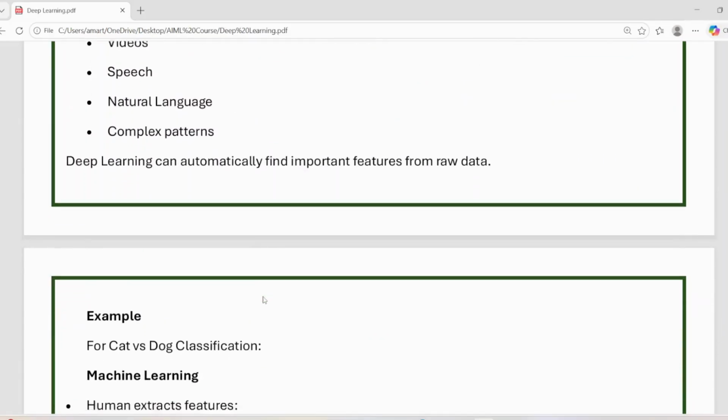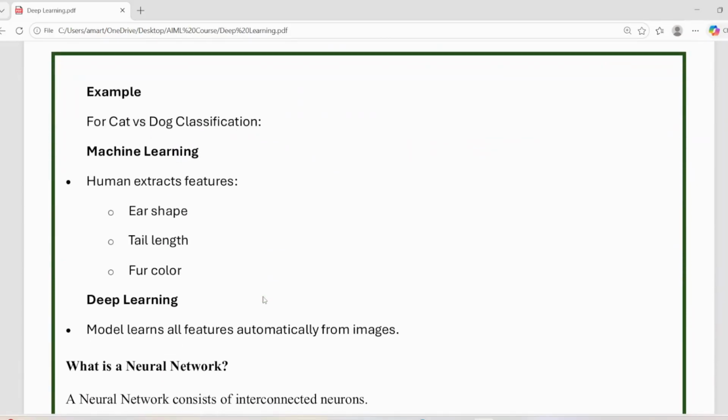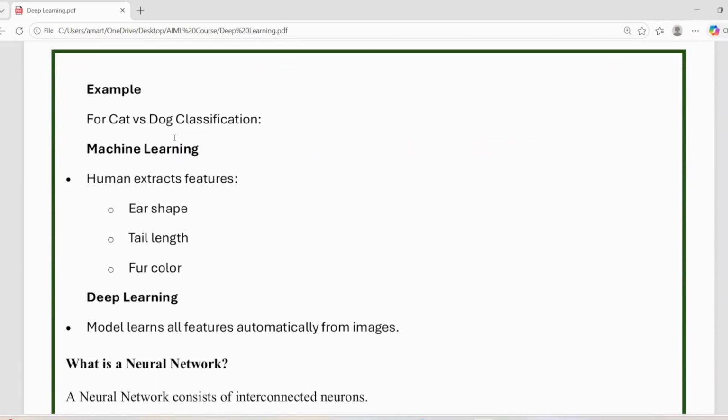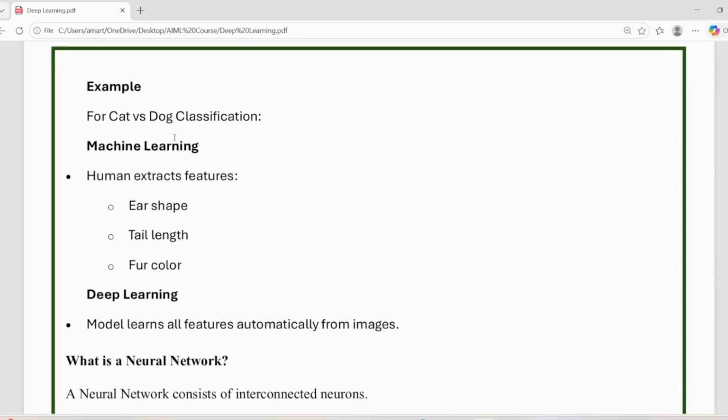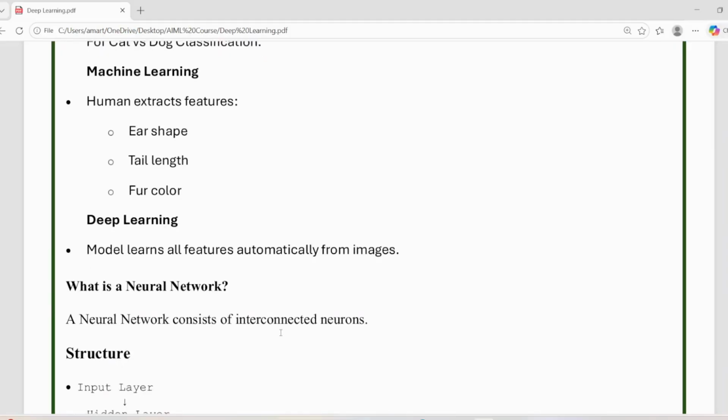Okay. So let's understand this by an example. Suppose for cat versus dog classification, what will machine learning notice? I will have data and it will notice ear shape, tail length, fur color. On the basis of these inputs, it will decide this is a cat or dog. But in the case of deep learning, I will provide images and it will learn all the features automatically from images, right? This is what deep learning is. This is the importance of deep learning.